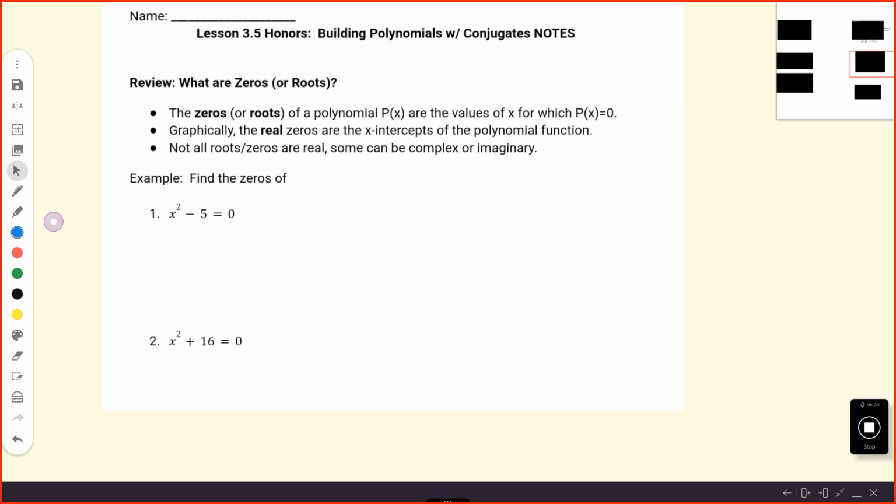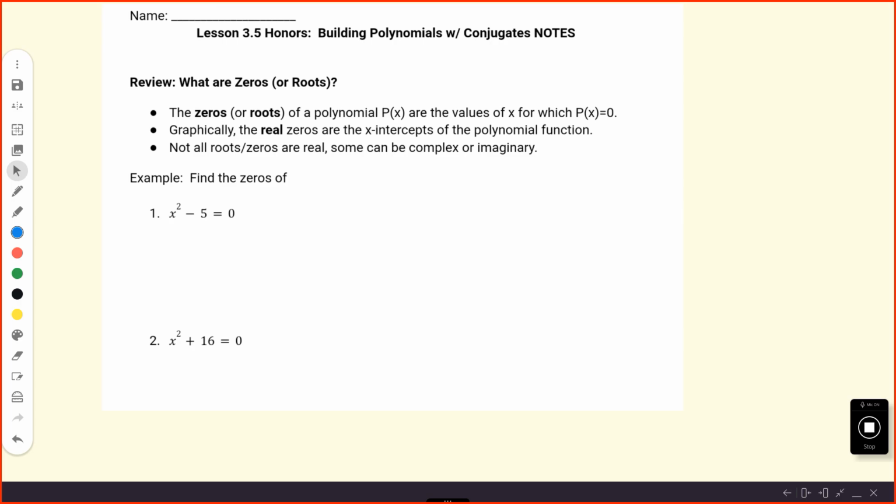Again, so today we're going to be building polynomials with conjugate roots. Last Thursday, we created and wrote the polynomial functions or equations based on the roots that are real, right? And based on the leading coefficient, based on the description of the graph of the polynomial.